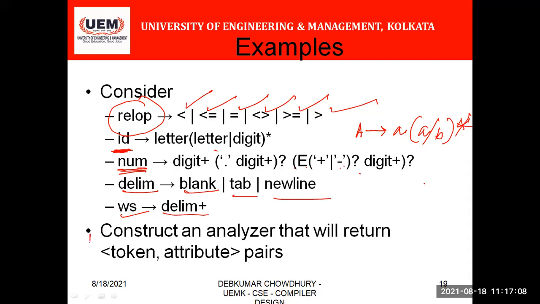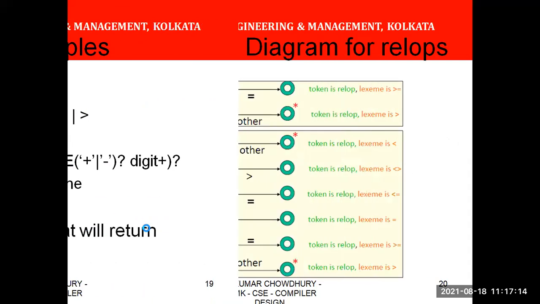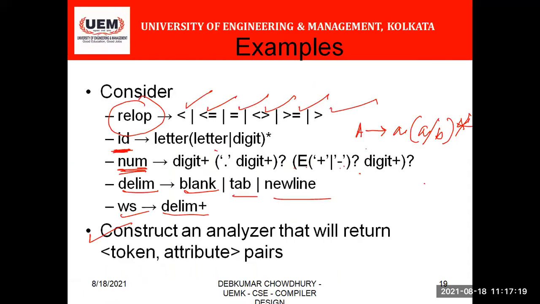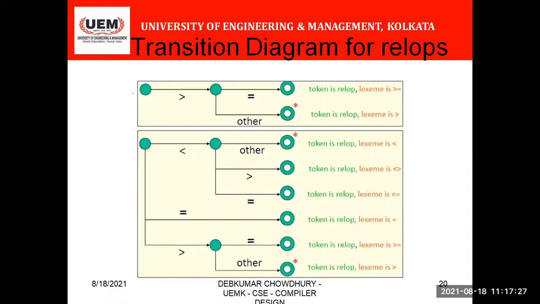So construct an analyzer that will return token, attribute pairs. First of all, we are going to construct an analyzer that will return token, attribute pairs. First of all, there is a less than. We start from this state. There is a greater than sign. If the greater than sign is satisfied, we move from this state to this state. And if there is an equal to sign after greater than, then obviously we move to the final state.